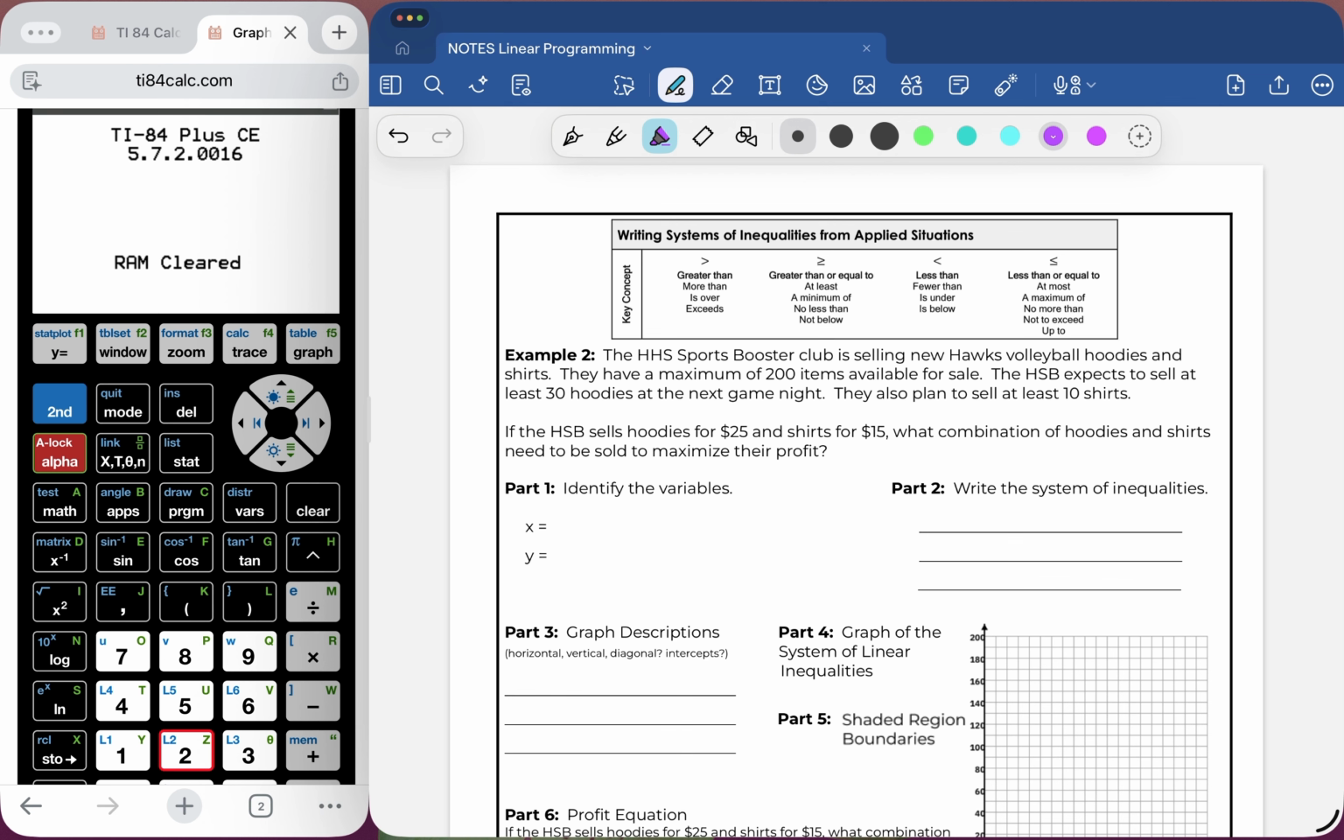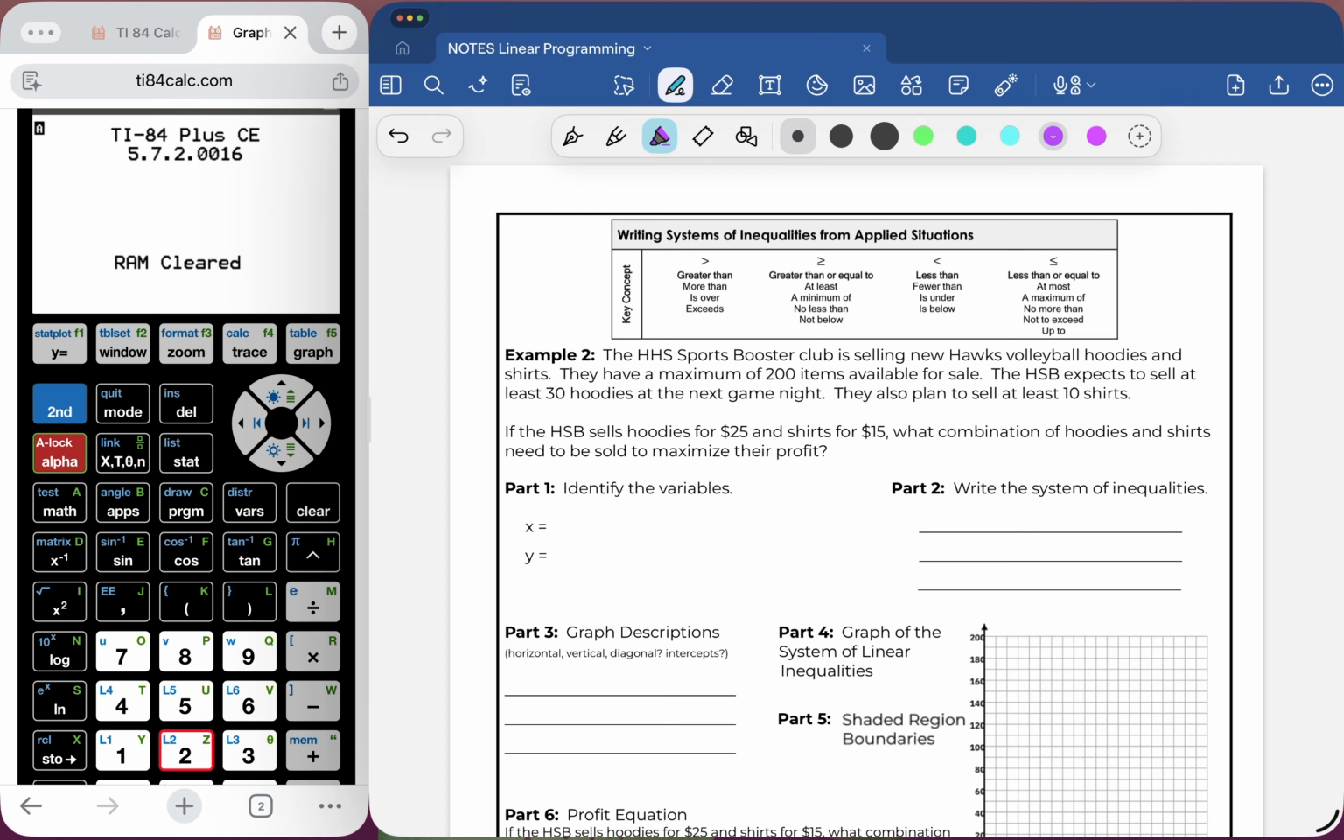So example 2 says the HHS Sports Booster Club is selling new Hawks volleyball hoodies and shirts. They have a maximum of 200 items available for sale. The HSB, short for the Hayes High School Sports Booster Club, expects to sell at least 30 hoodies at the next game night. They also plan to sell at least 10 shirts. If the HSB sells hoodies for $25 and shirts for $15, what combination of hoodies and shirts need to be sold to maximize their profit? So that's our end goal.